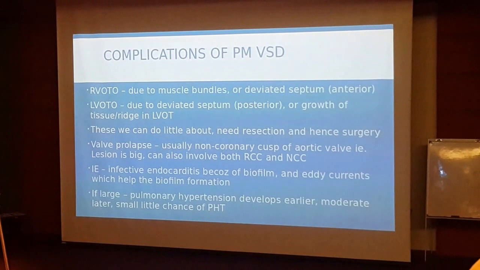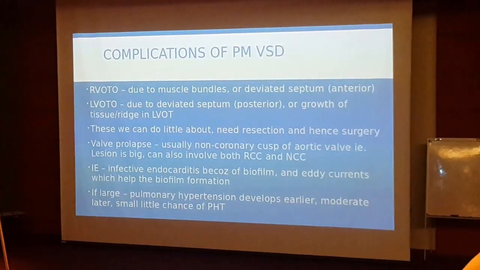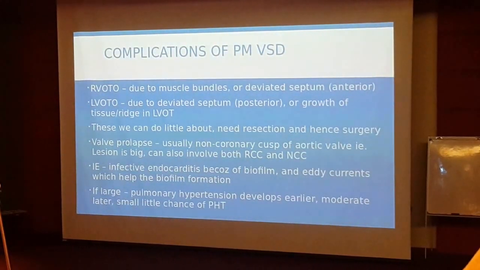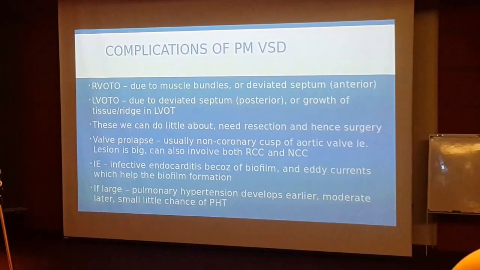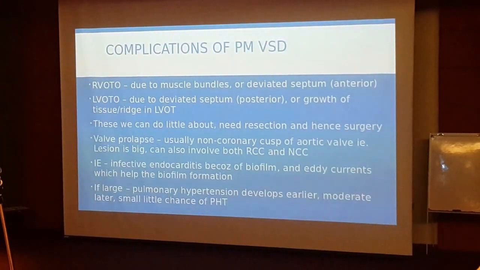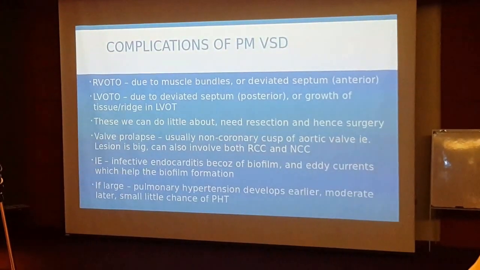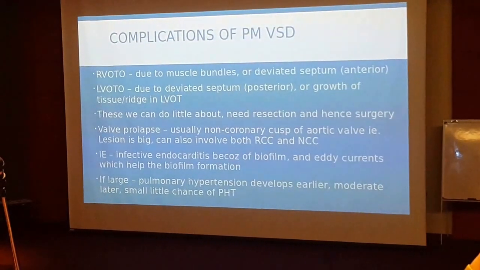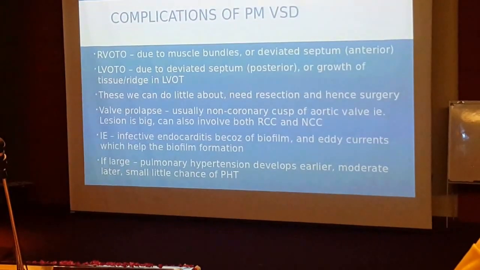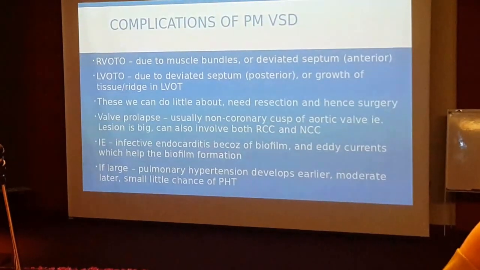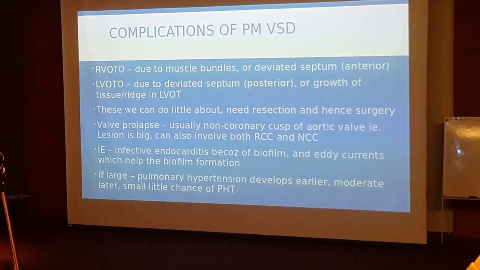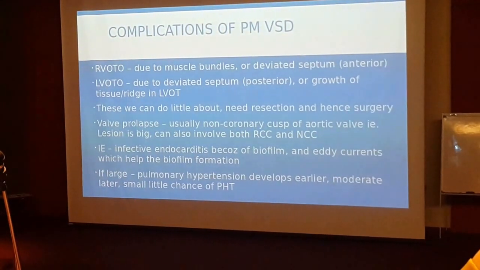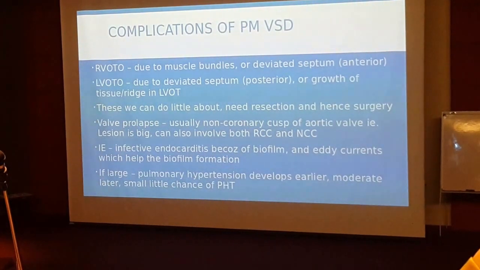So when dealing with closures, because of that, and also the naturally occurring part of these perimembranous defects, you can have complications resulting from it naturally. You can have right ventricular outflow tract obstructions due to muscle bundles or a deviated septum. And then you can have left ventricular outflow tract obstructions, again due to deviated septum mainly, or sometimes a growth of tissue into that region from this perimembranous defect. This we can do little about, so they need resection and surgery. So this group we cannot attempt via device.